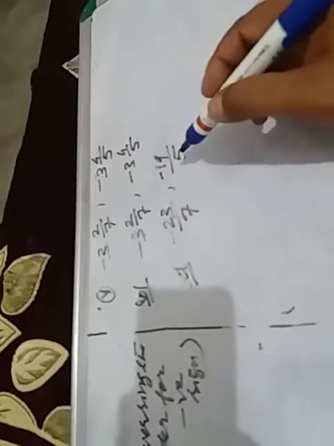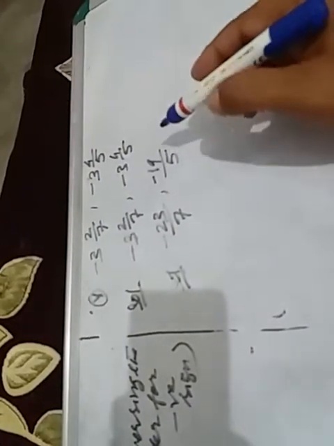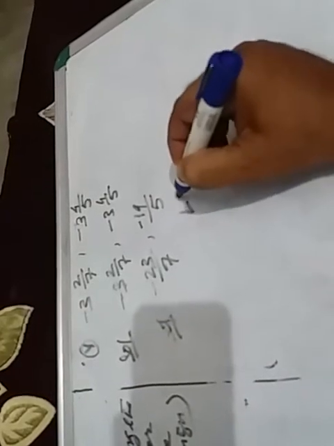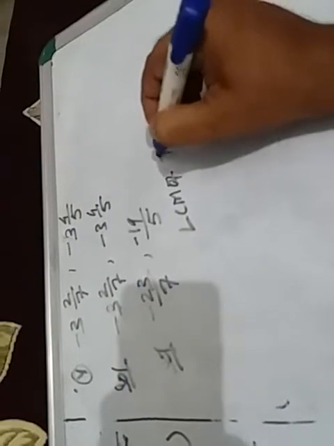Okay children, now you see both the rational numbers have different denominators, they are unlike rational numbers. So first find the LCM of 7 and 5, which is 7 into 5, that is 35. Why 7 into 5? Because they are co-prime numbers, and co-prime numbers means their HCF is 1.